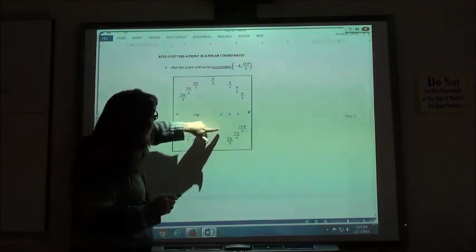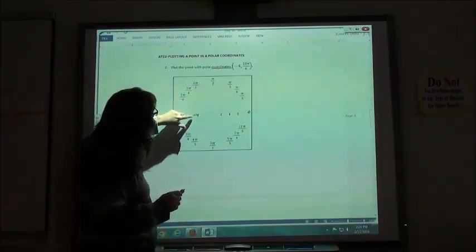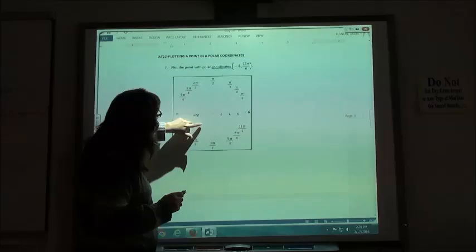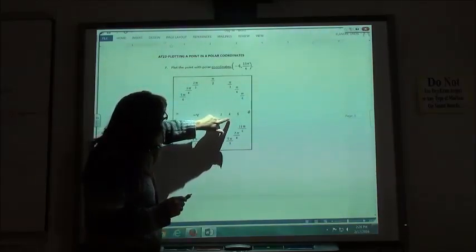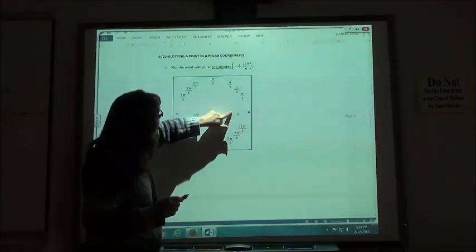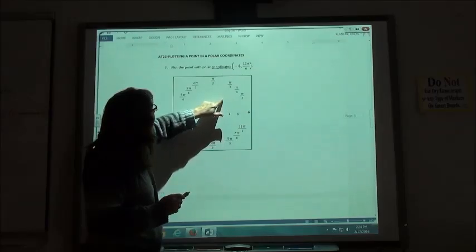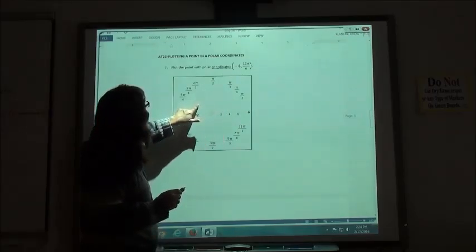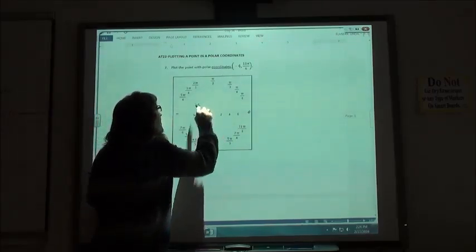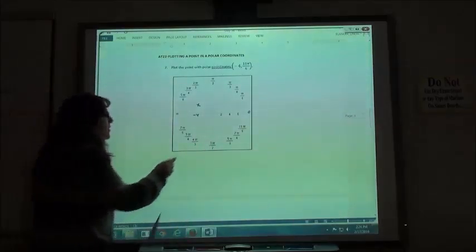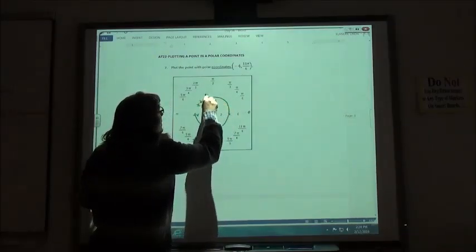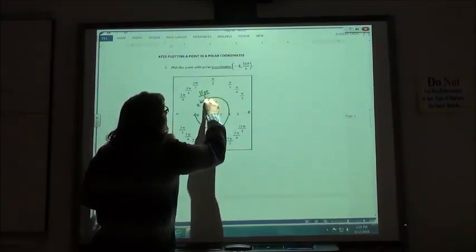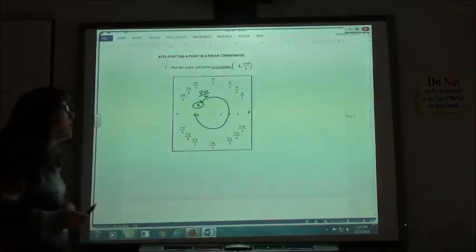I'm going to go clockwise around because it is positive. And so 1 pi over 6, 2 pi over 6, 3 pi over 6, 4, 5, 6, 6 pi over 6 would be 1 pi halfway around my circle. 7, 8, 9, 10, 11. I would end up right there. That's where I'm going to put my dot. So I went to -4, and then I went around 11 pi over 6, and that's where I put my mark.